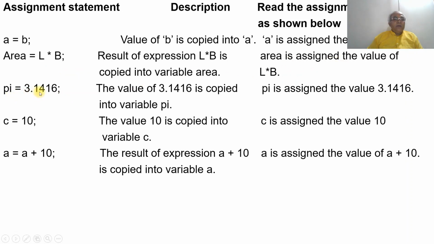pi = 3.1416. It means the value 3.1416 is copied to the variable pi. Pi is assigned the value 3.1416. Then similarly, c = 10. The value 10 is copied into variable c, and c is assigned the value 10. Similarly, a = a + 10. The result of the expression a + 10 is copied into the variable a. So a is assigned the value of the expression a + 10.